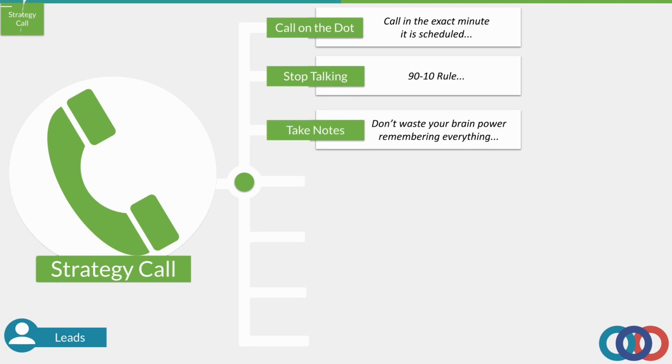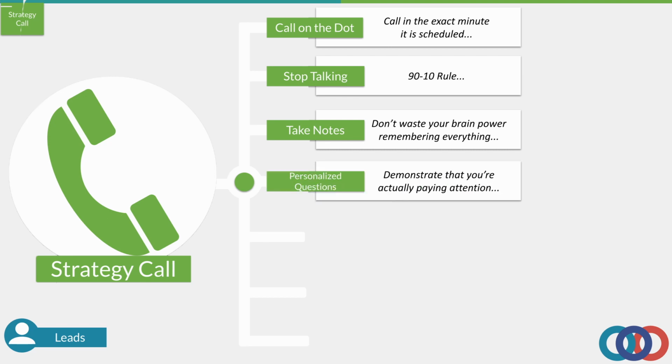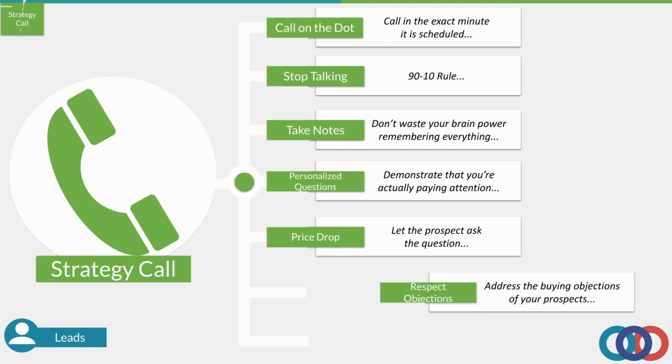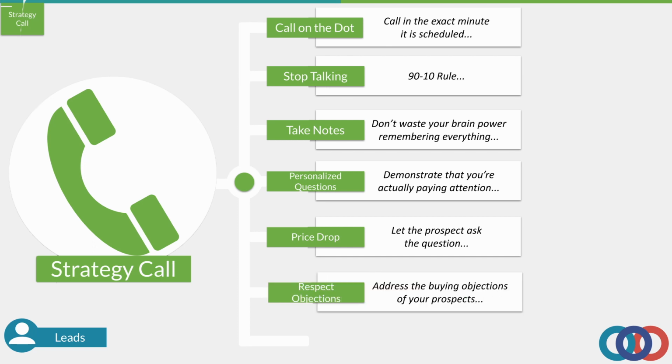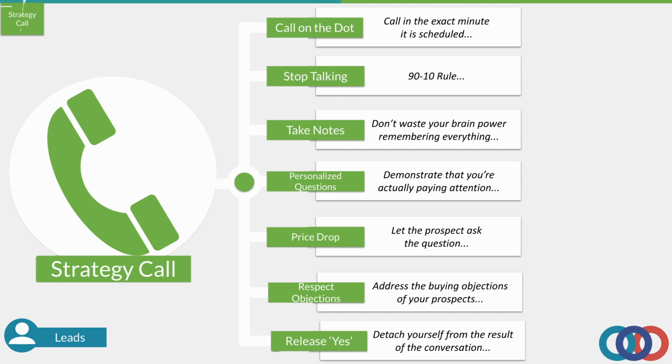Take notes. Don't waste your brain power trying to remember the details of their story. You'll be able to perform better when you're focused on crafting your questions and listening than trying to remember something that they said. Ask personalized questions to let them know that you've actually been paying attention. Wait for the price question. Let them ask about price before you reveal it. Respect and address their buying objections and detach yourself from the results of the conversation.